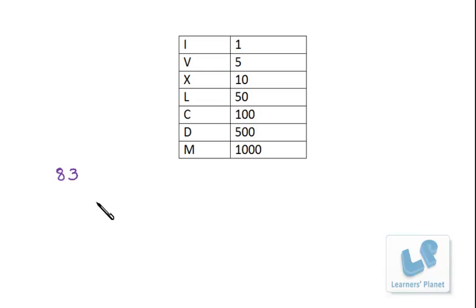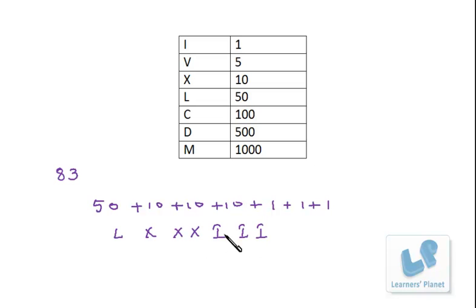So what I do is it's 50, then 10, that is X, further 10, 50, 60, 70 and 80. Now I repeated X for 3 times only, then 3, that is 3 I's. It's 1 plus 1 plus 1. So 50 is L, then 10 is X, then X, then X, then I, then I, and then I. So it's a very simple representation of 83. That is L, X, X, X, I, I, I. Okay.